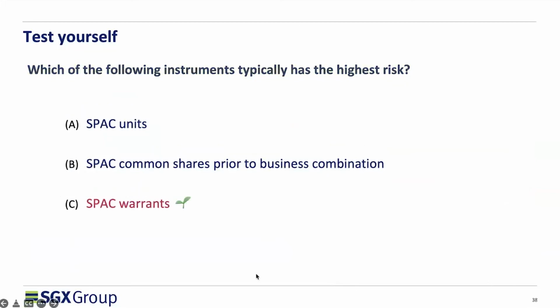Okay, so the answer is SPAC warrants because of the lack of protection mechanisms and because they are generally more leveraged compared to the SPAC shares.